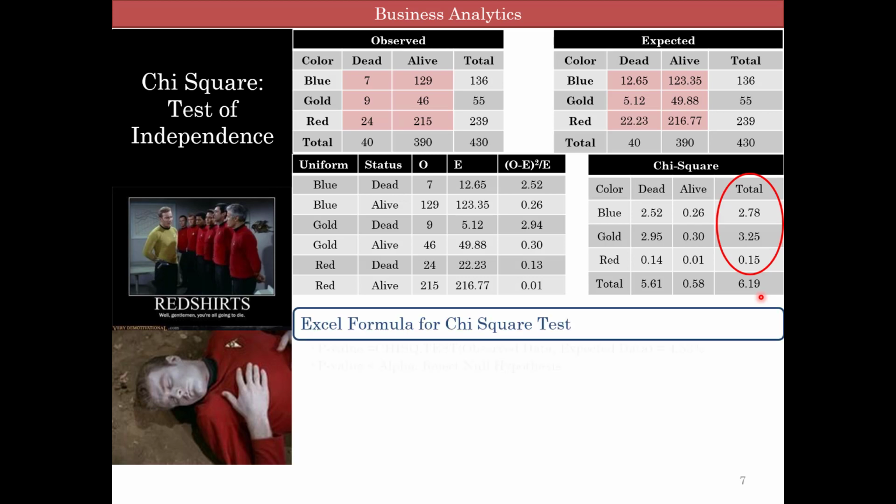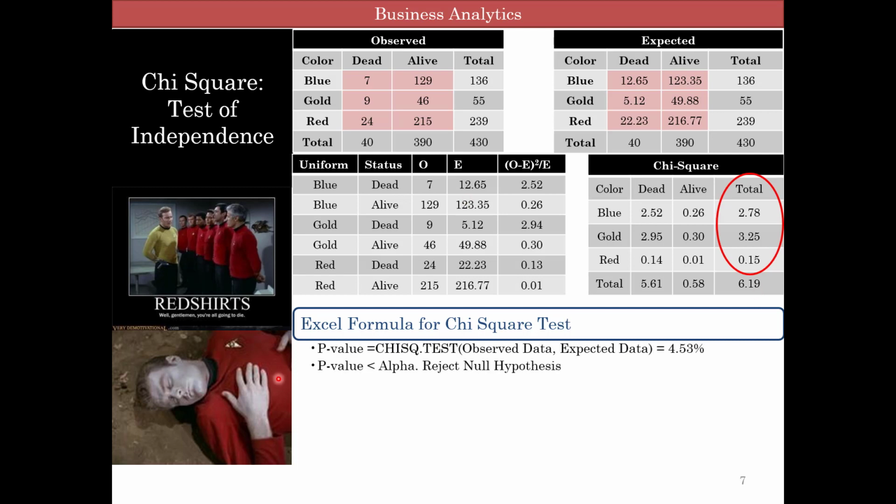So the 6.19, what does it tell you? It doesn't tell you anything except that it's a large value. The chi-square value is large, and we need to really find the p-value for this before we can tell whether this is statistically significant or not.